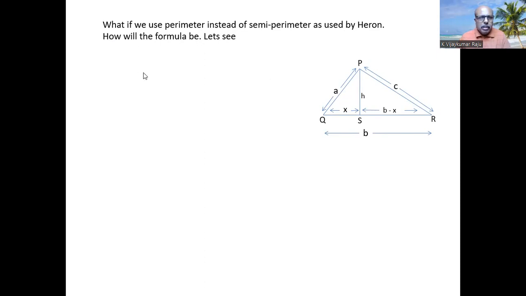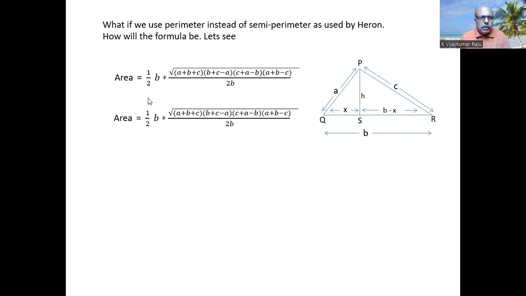Let's see. Now, what is the height? Area is half into B into this. Now we are using perimeter. What is perimeter? Perimeter is A plus B plus C. Sum of the 3 sides is a perimeter.